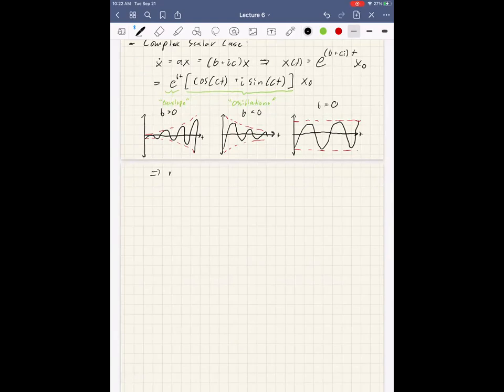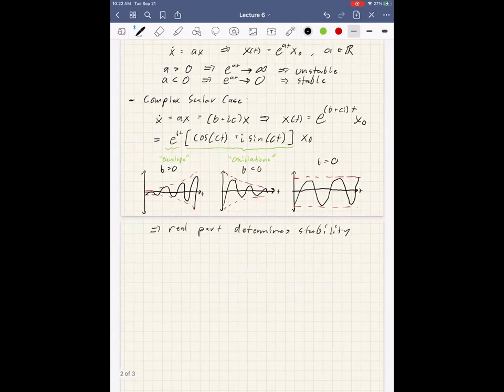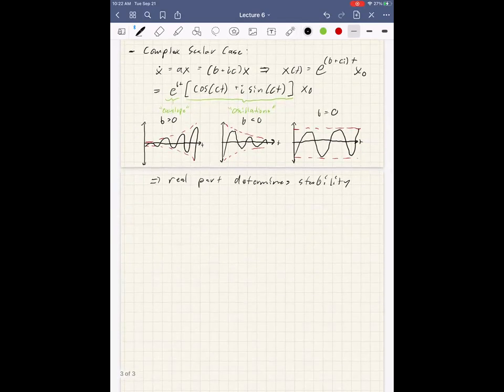So the takeaway message is the real part determines stability. And the imaginary part determines the oscillation frequency, right? Because that's showing up inside the sines and cosines. So c is basically omega, right? Okay, so that's that. And physically, this is basically a simple harmonic oscillator. The real part corresponds to damping if it's negative. If it's positive, this corresponds to negative damping or some kind of energy increase that's leading to blow up.